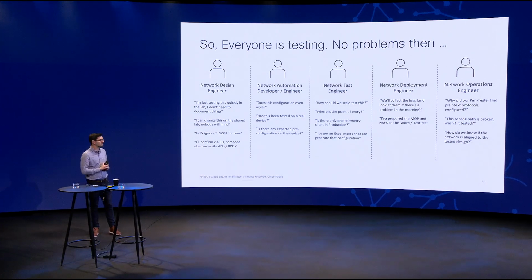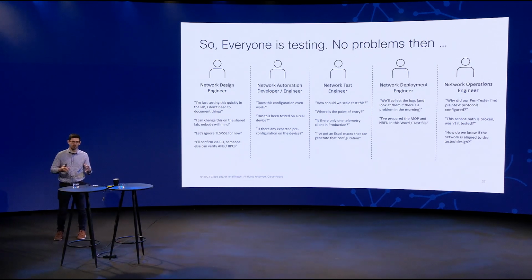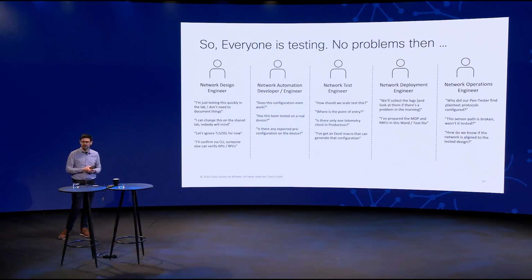Then we see the network automation engineer saying, does this config even work? Has this even been tested? I'm trying to automate this, but the box doesn't accept the config. Or is there some prerequisite config that's required on the device?